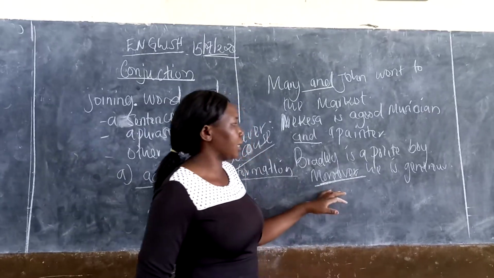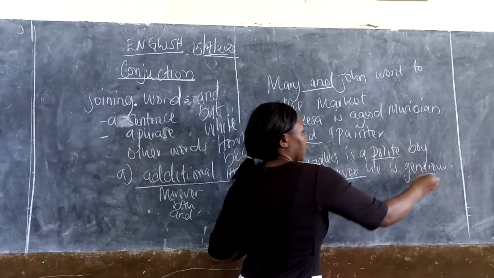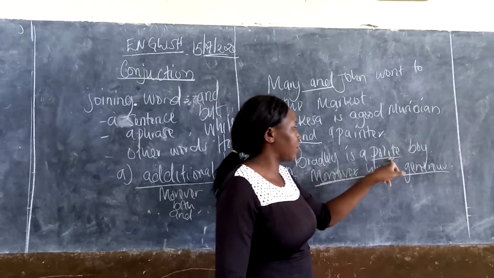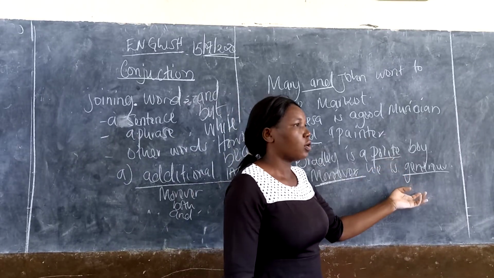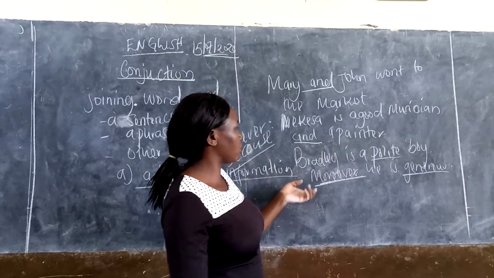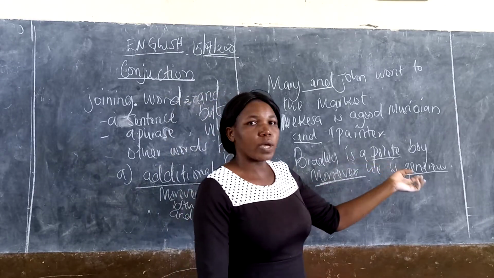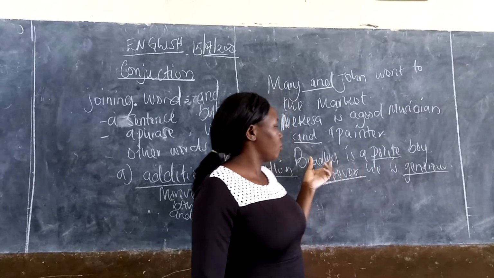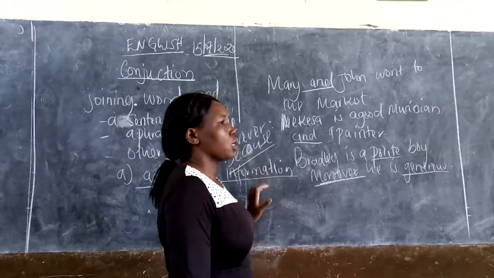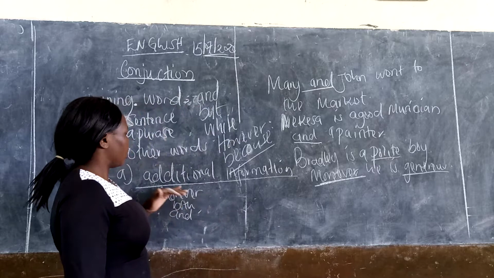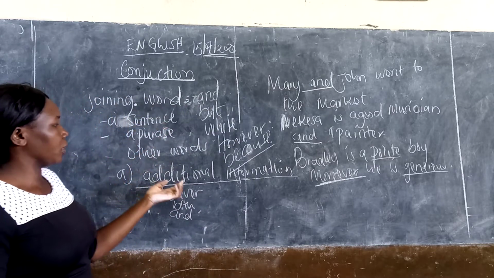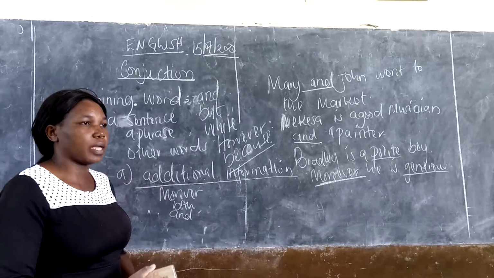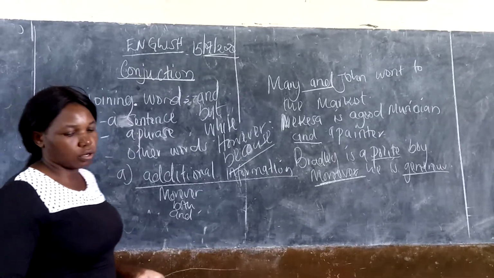Here we are adding: apart from Bradley being polite, he is also generous. So we are talking about these two additions. We are adding the two. Generous and polite go to the same person. Here I've talked about conjunctions for additional information. You add information on the other.